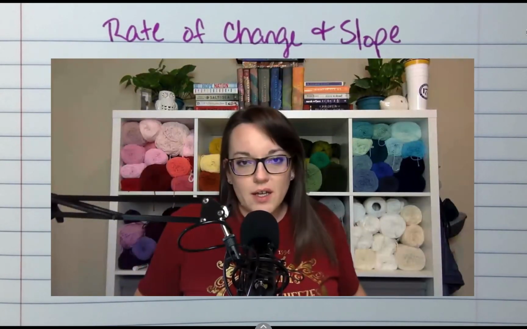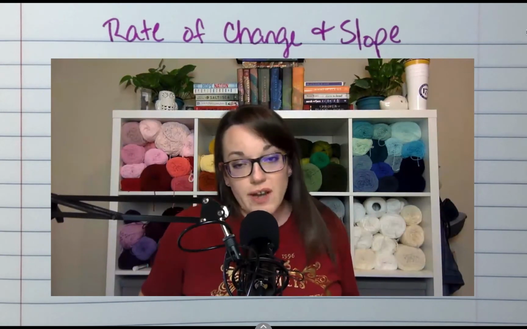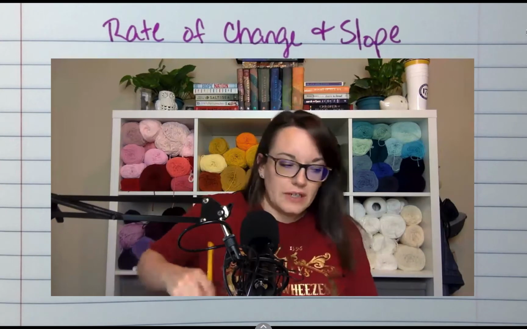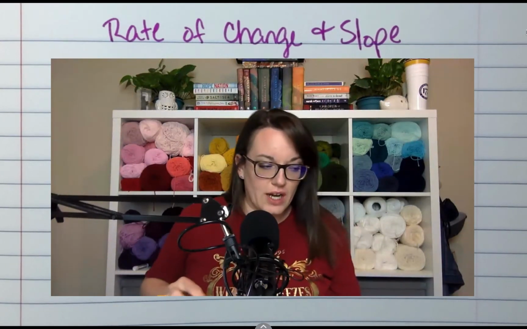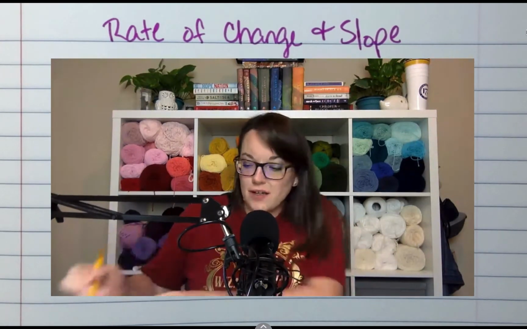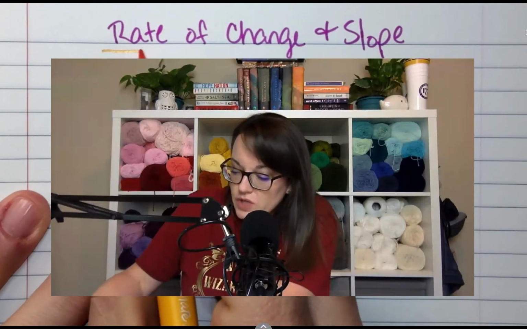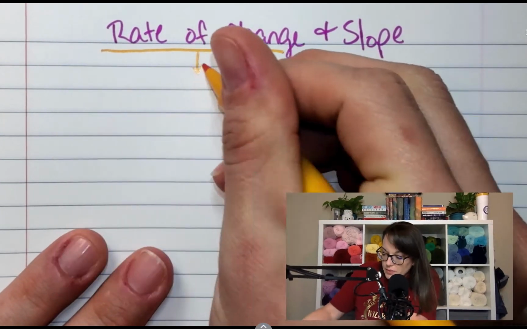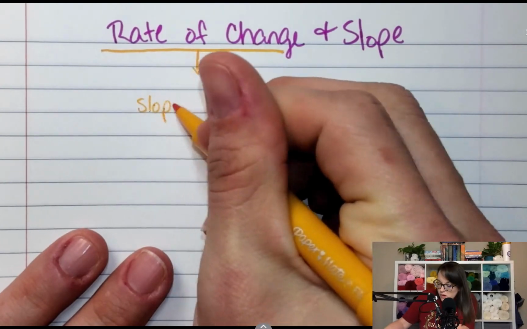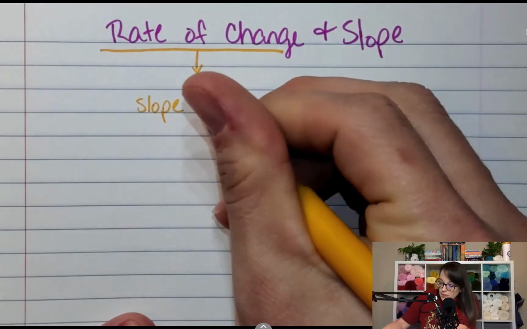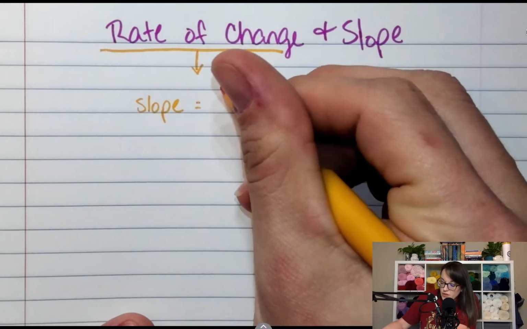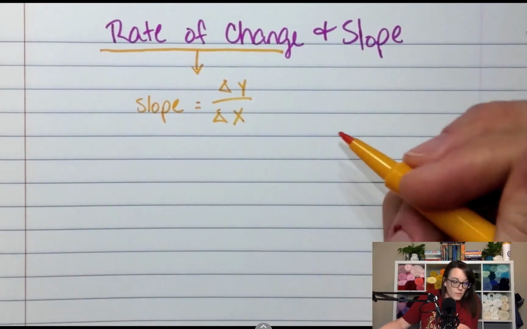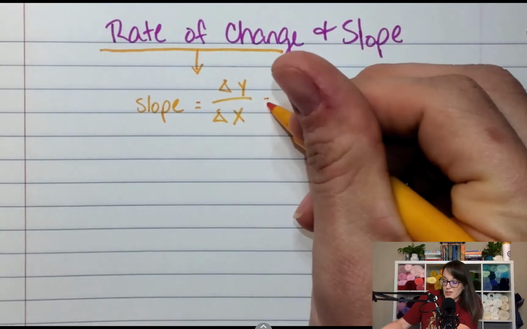Today we are talking about rate of change and how that relates to slope. So you may often hear the phrase rate of change instead of slope. Rate of change is just another way to say slope. And we know that slope is a comparison of the change in y over the change in x. You may also see it as rise over run.